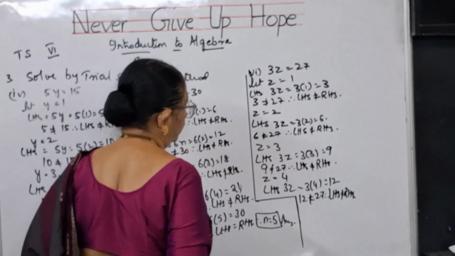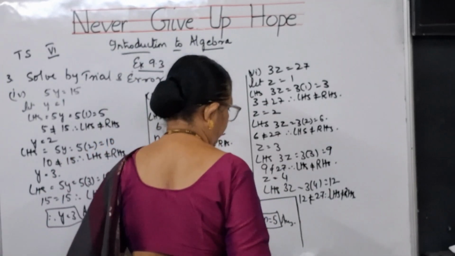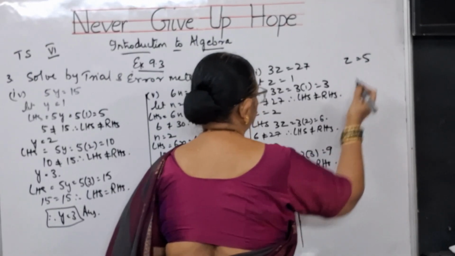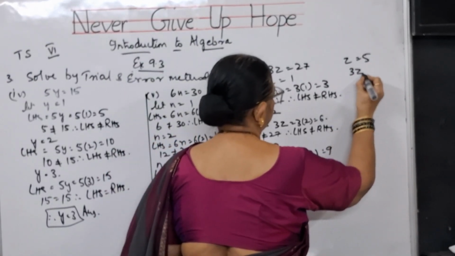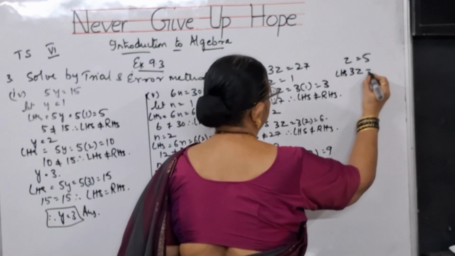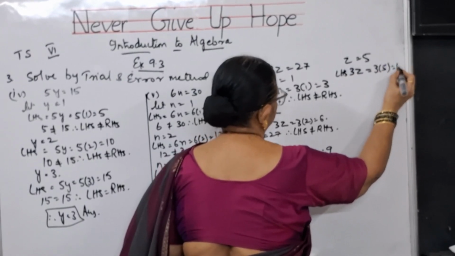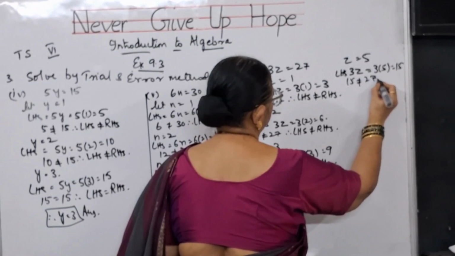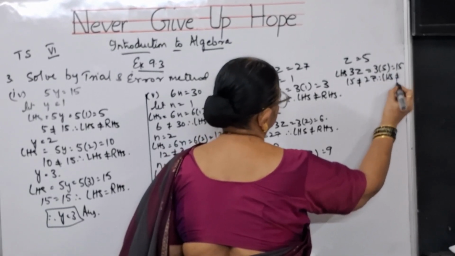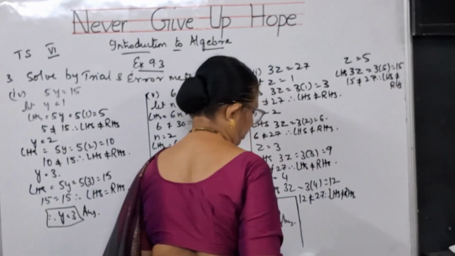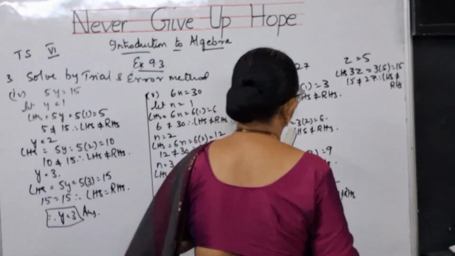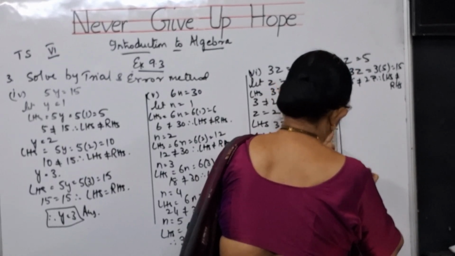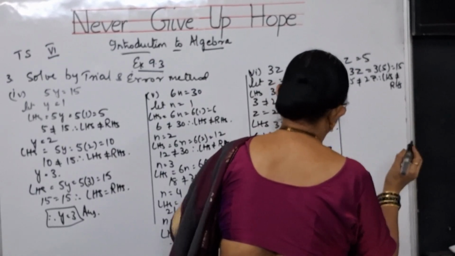Now, next, z is equal to 4 we have done. Z is equal to 5. 3z LHS. 3z is equal to 3 into 5, 15. 15 is not equal to 27. Therefore, LHS is not equal to RHS. Now, let me divide it so that it will be easy for you to understand.